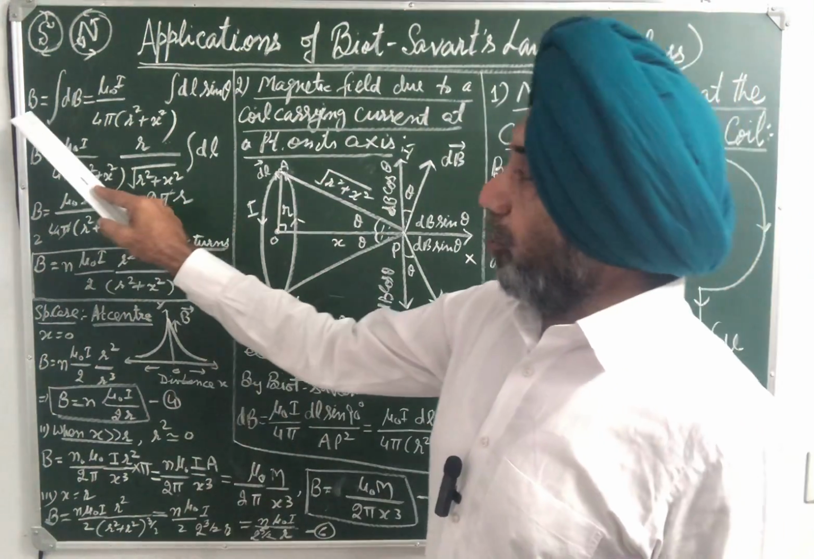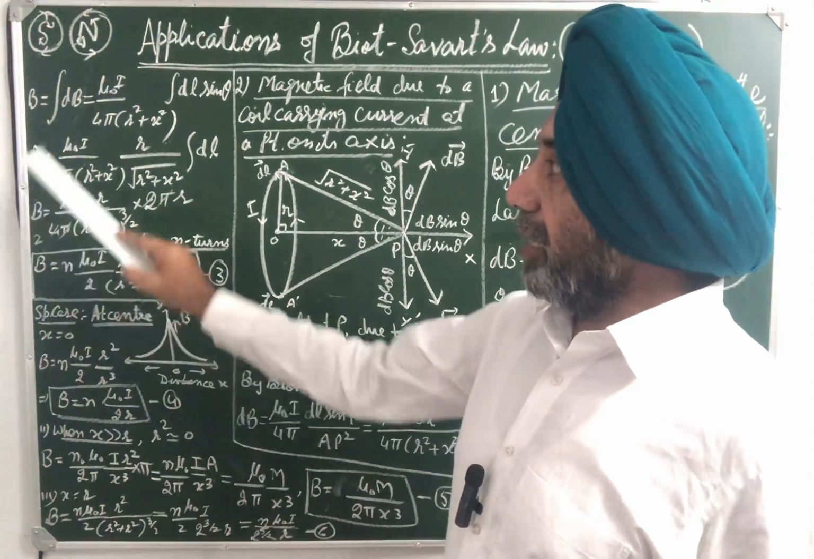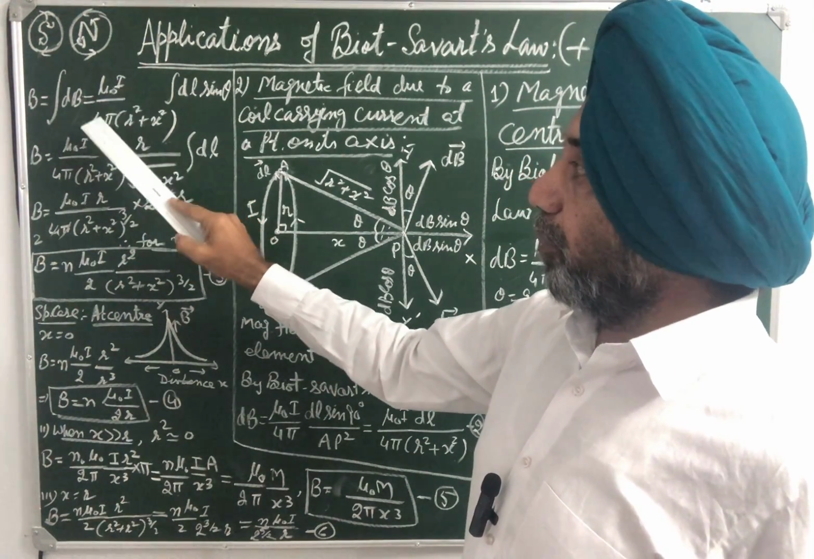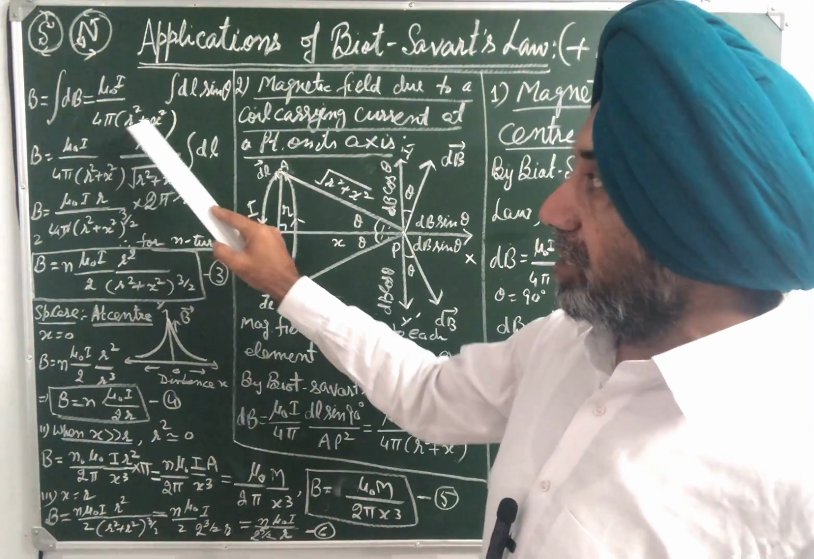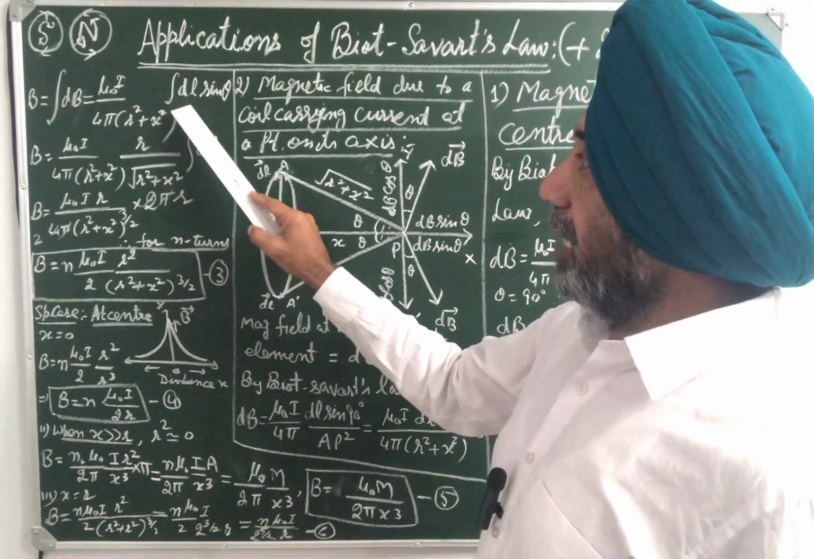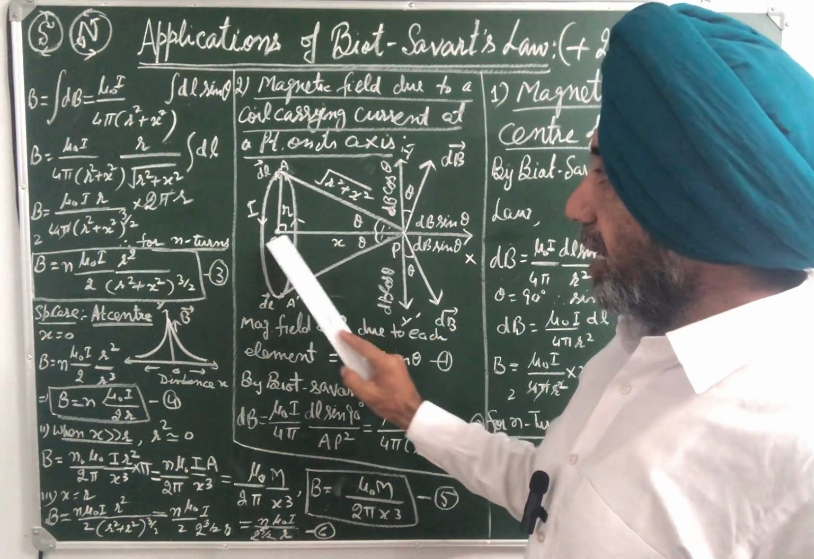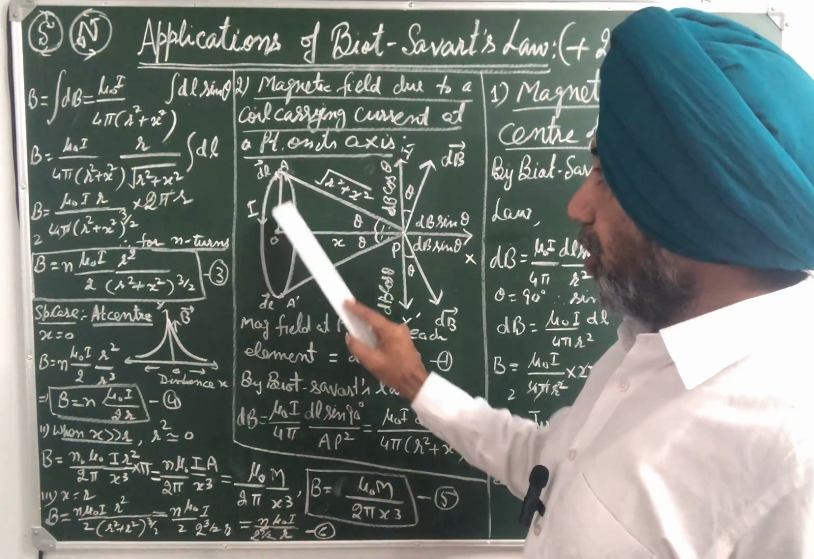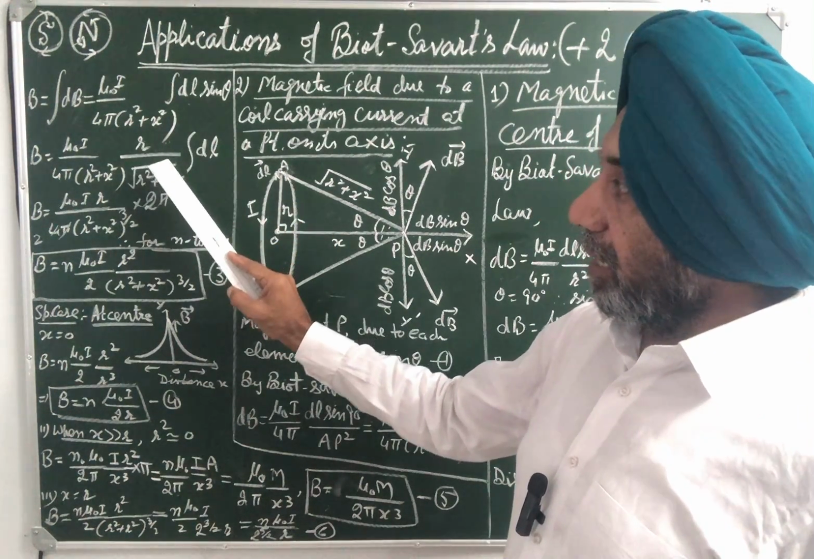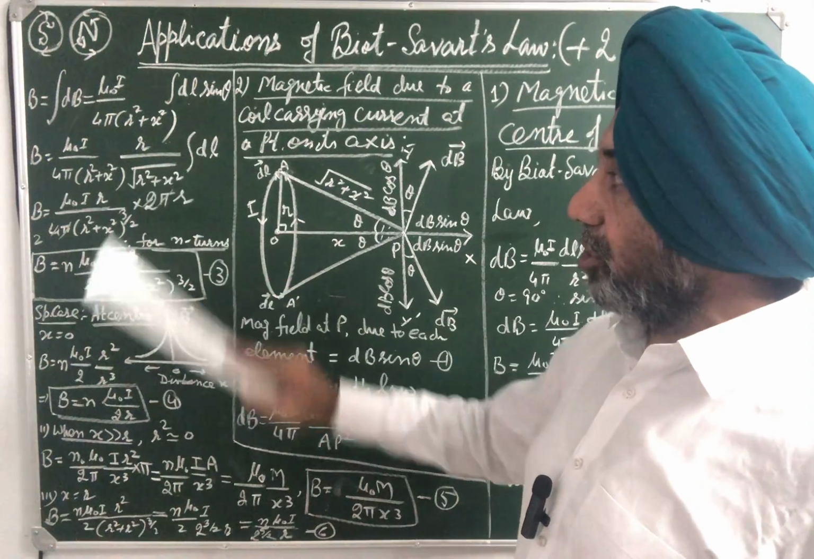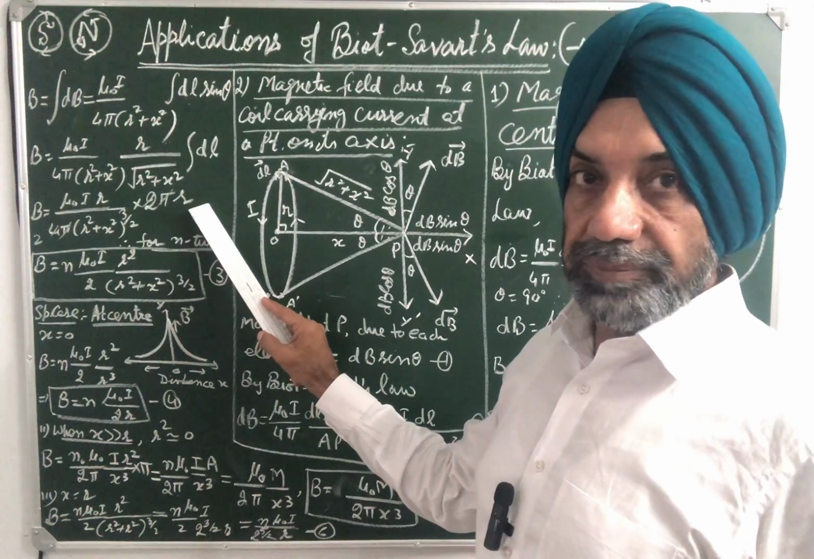Now, the total magnetic field due to the whole wire carrying current I at P is given by integral dB, or mu naught I upon 4 pi r squared plus x squared, which can be taken outside the integration because r is constant and x is constant. So it will be integral dl sin theta. The sine of theta from this right angle triangle will be r upon under root r squared plus x squared. So substitute the value of sine theta. That can also be taken outside the integration because r and x are constant. So integral dl will be 2 pi r, the circumference.